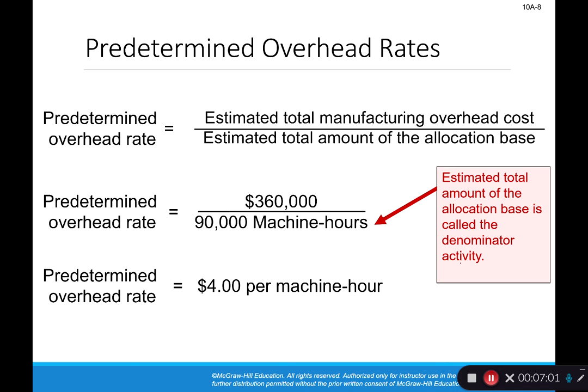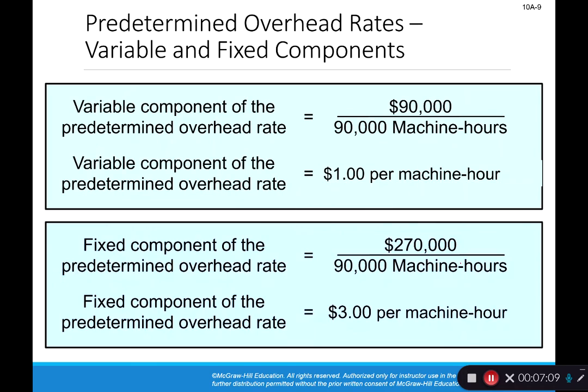I can't use this 4 to calculate any of my variances because remember, our overhead variances are broken up into fixed and variable components. That means I need to break up my predetermined overhead rate into its fixed and variable components. To get the variable part, I include only the variable overhead in the numerator. To get the fixed part, I include only the fixed overhead in the numerator. You'll notice that the variable of $1 and the fixed of $3 added up gives us that $4 predetermined overhead rate for the company overall. But we need to know the breakdown of our fixed and variable rates in order to calculate our variances.